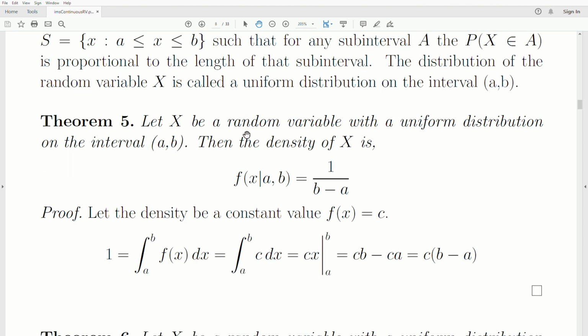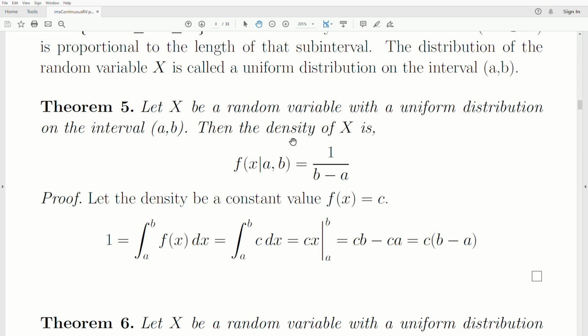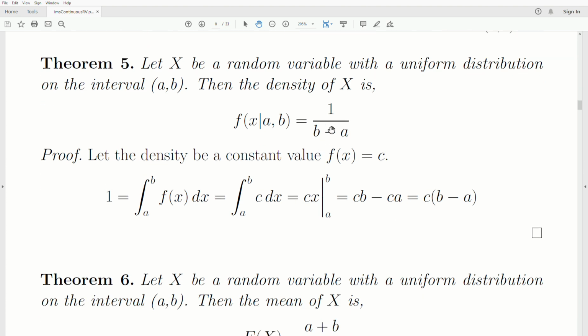Let X be a random variable with a uniform distribution on the interval A to B, then the density of X is given by f of x is 1 over B minus A. Now these are two parameters, A and B, they have to be given. And we're going to prove that this is the density.